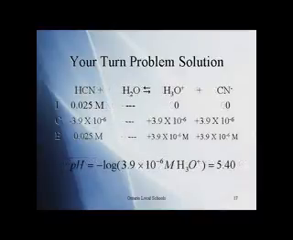Since we have the hydronium ion concentration, we can now calculate the pH. So its pH is equal to the negative log of 3.9 times 10 to the negative 6 moles per liter hydronium ion, which gives us a pH of 5.40.